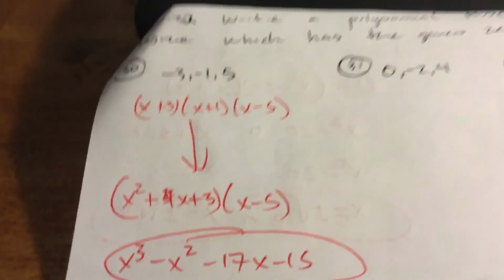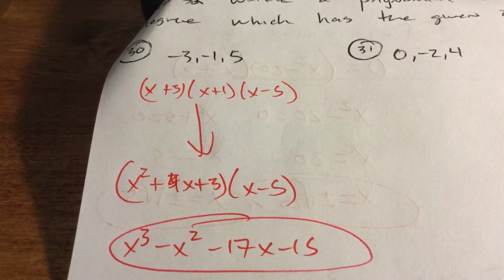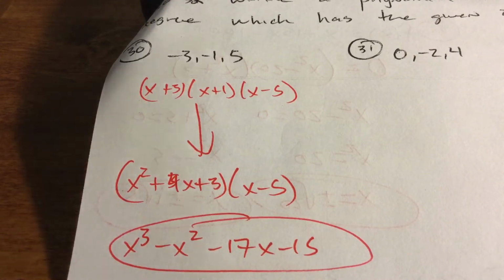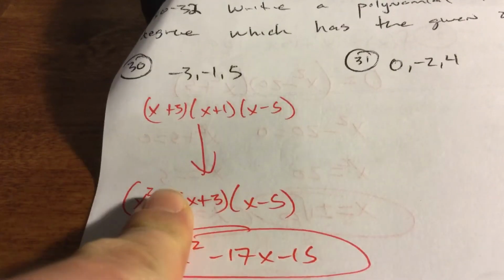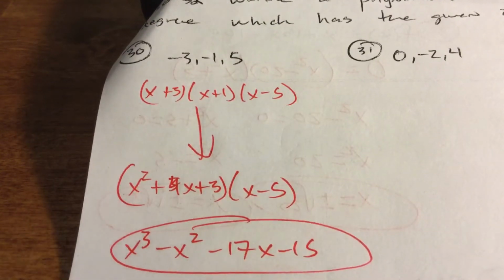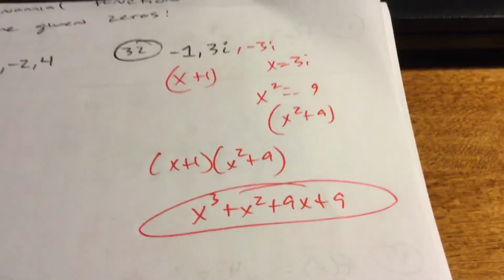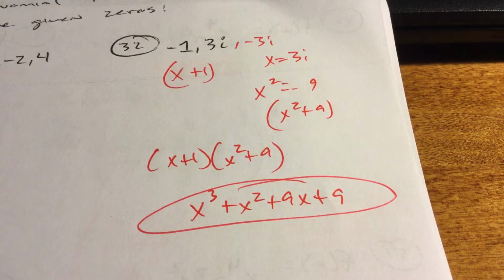All right. x plus 3, x plus 1, x minus 5. I FOILed the first 2, then did some distribution. There we go. If 3i is an answer, so it's negative 3i. So negative 3i times 3i will give you 9. x squared will be negative 9. So x squared plus 9 goes in the parenthesis.